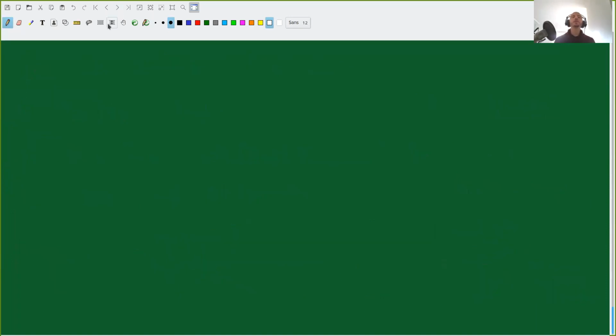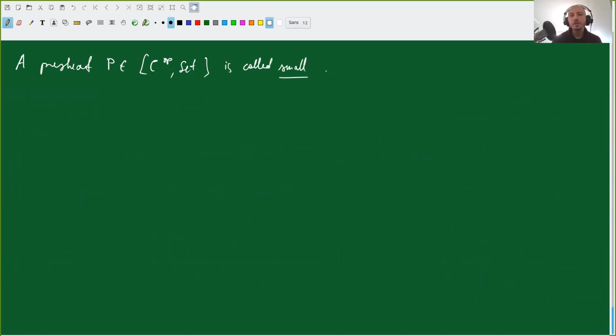Okay, now let's look at the last monad. So every presheaf is called small, if and only if, equivalently in our terms, it is the image of a small diagram. Or equivalently, it is a small colimit of representables. I'm sorry, my handwriting is getting worse and worse.